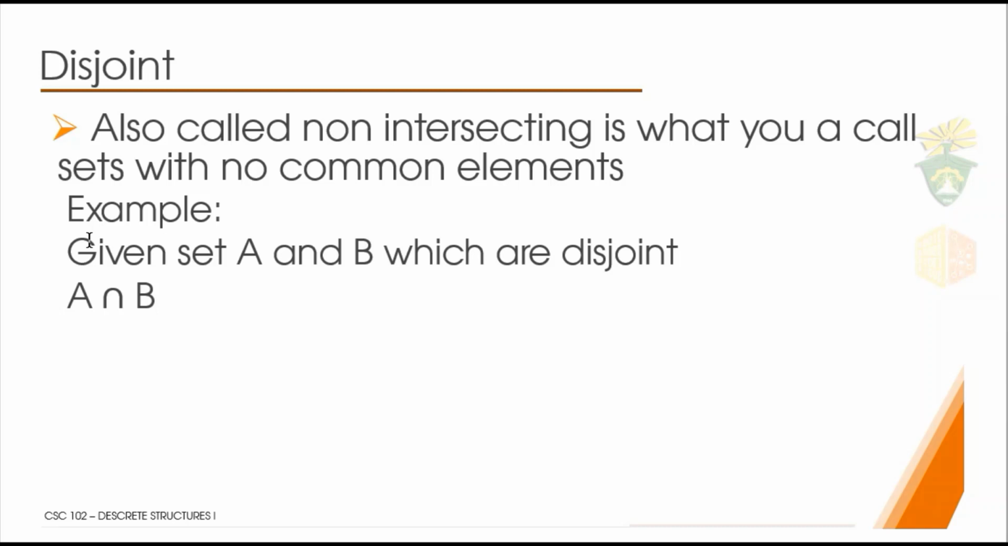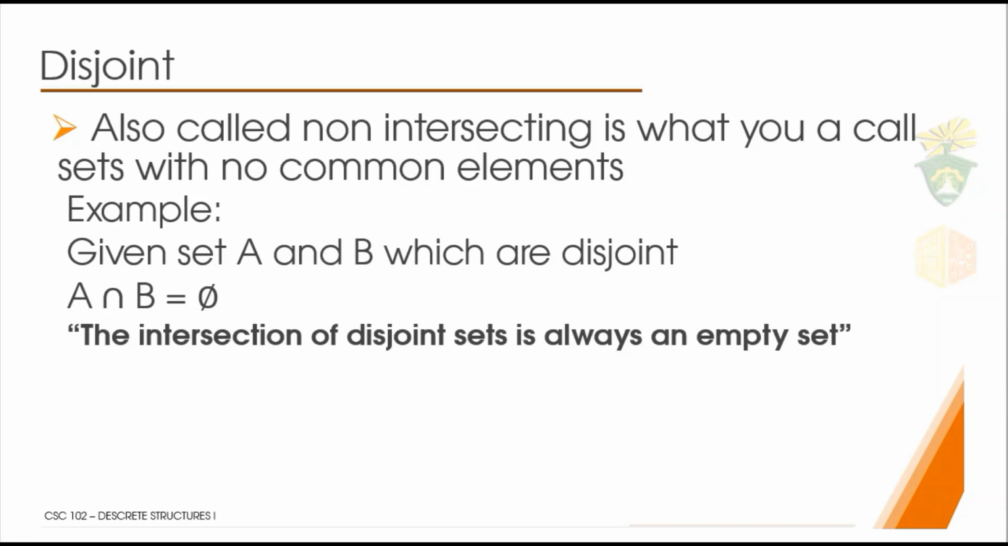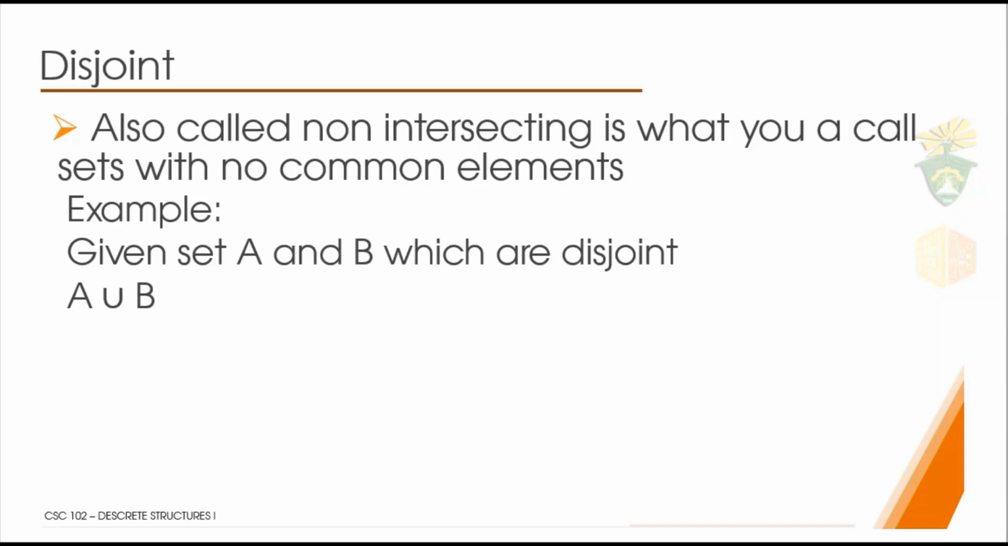Now if we perform the intersection operation on these two sets, what do you think will be the result? Since, again, recall that A and B are disjoint, and disjoint means that there are no common elements in these sets. So if we intersect sets that have no common elements, the result should be an empty set. Since these two sets don't have any elements in common, basically the intersection of disjoint sets is always an empty set.